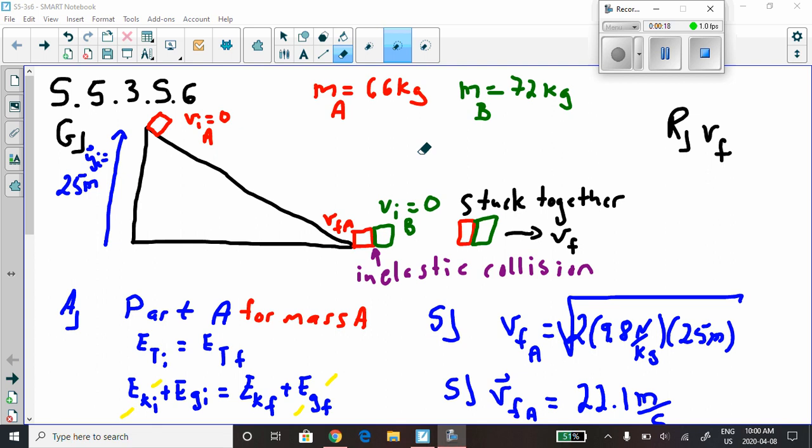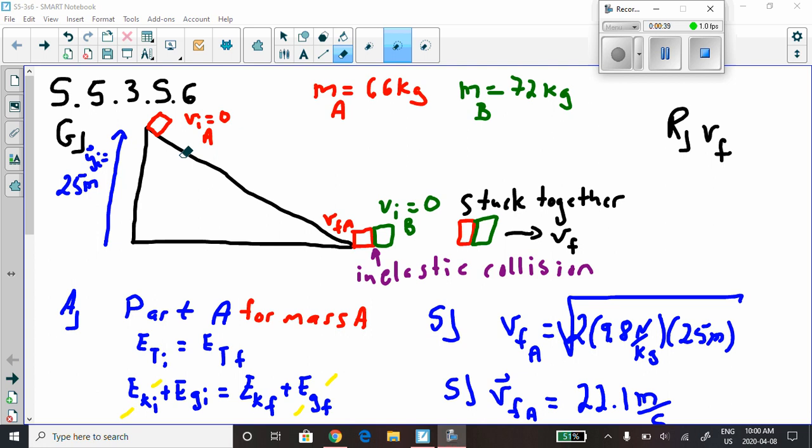It says a 66 kilogram skier. There they are in red. I'm calling the skier Mass A, initially at rest. There it is. V initial A is equal to 0. Slides down a 25-meter hill. There it is. Y initial 25 meters.